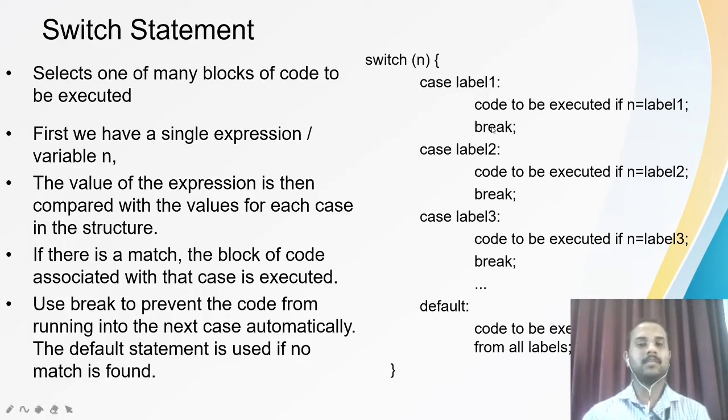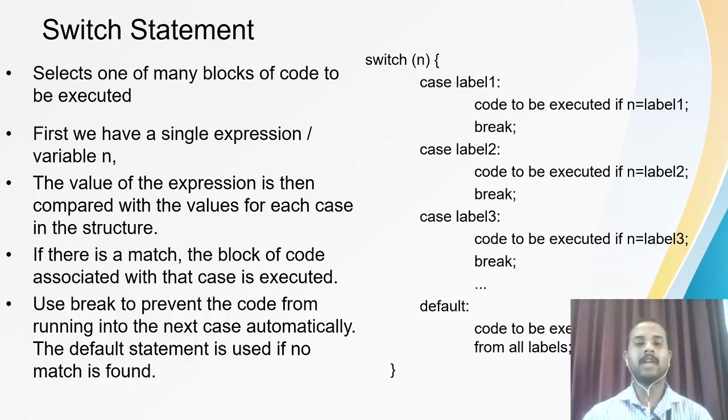Here it is very important to have the break. If you are not having the break, let us say that my n is 2, and let me say that I have labels something like case 1, case 2, case 3, like that. So if I am having the n value 2, then 2 will get matched with the case 2 here, right? So then the code of case 2 will get executed, that belongs to this label 2, that will get executed.